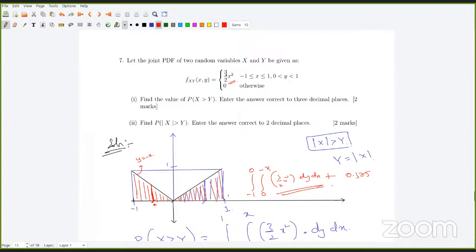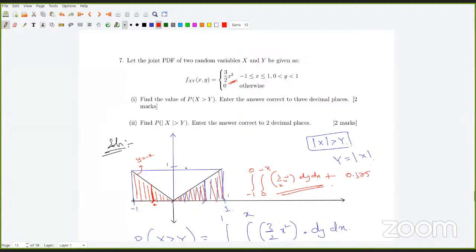The given function is 3 by 2 x square, right? So here you can treat it like that, and it will come out like that. I was surprised that in spite of this not being uniform, the area came out to be twice. See, because the function is actually symmetric.